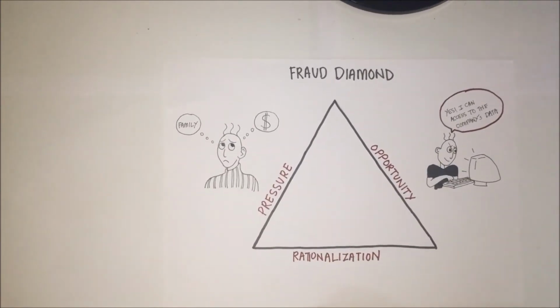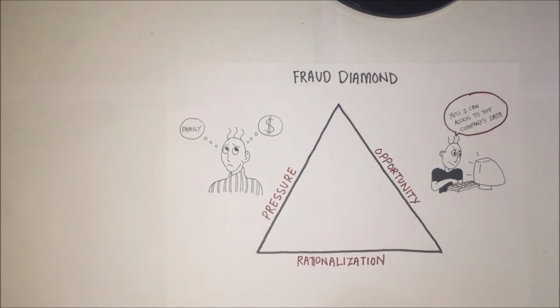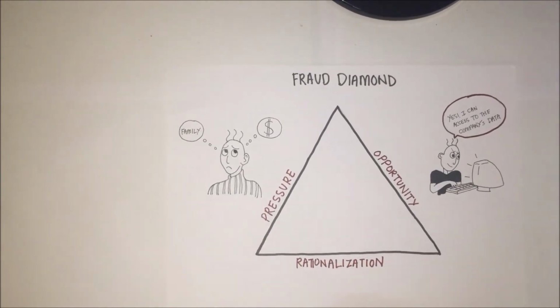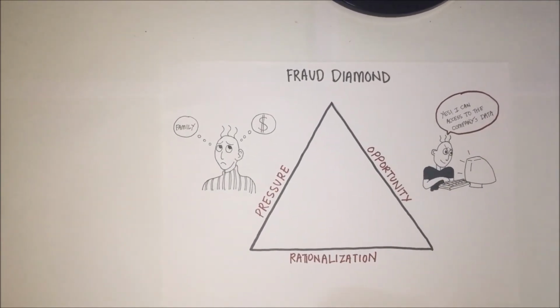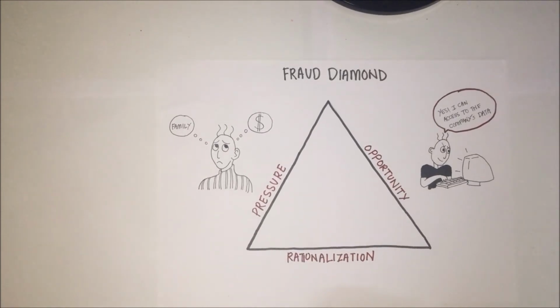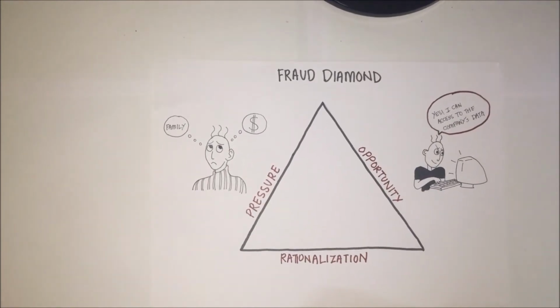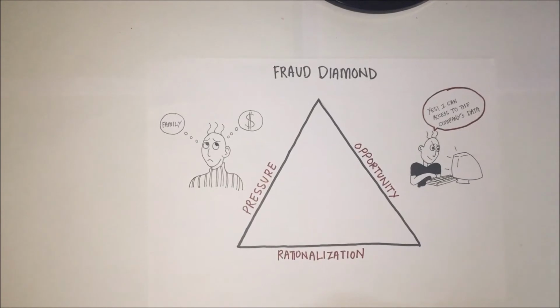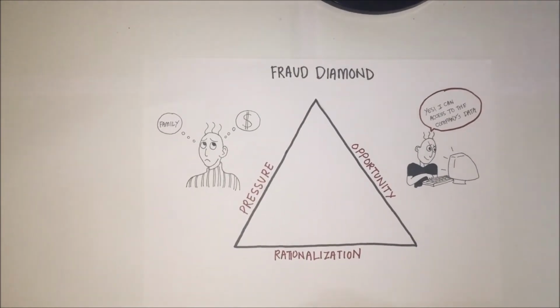Many fraudsters are first-time offenders, so in order to commit an act most would regard as wrong, they need to justify themselves, and some feel entitled to the money because they are underpaid or overworked.